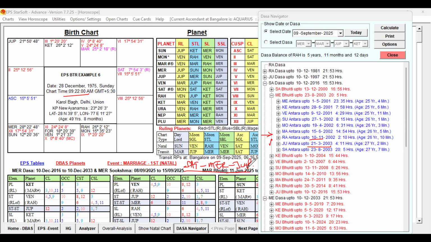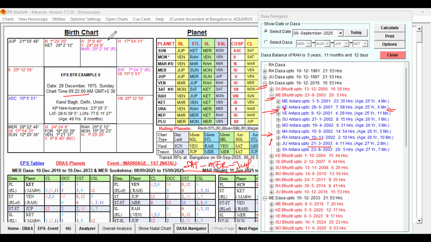Then his first foreign travel is also given. The first foreign travel happened on 14th October 2001, in the same Mercury Bhukti in Saturn Dasa. Within this Mercury Bhukti, in the Venus Antara, he got the first travel.